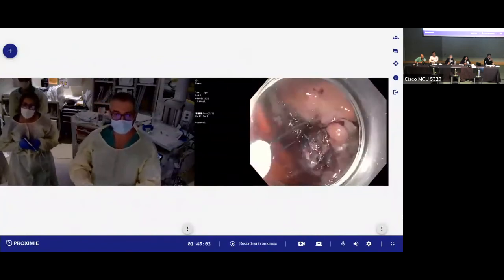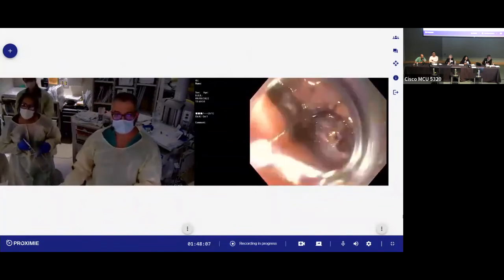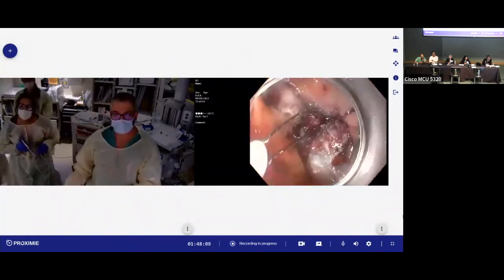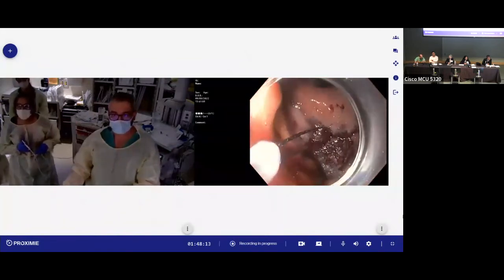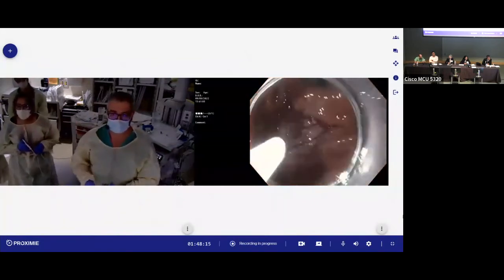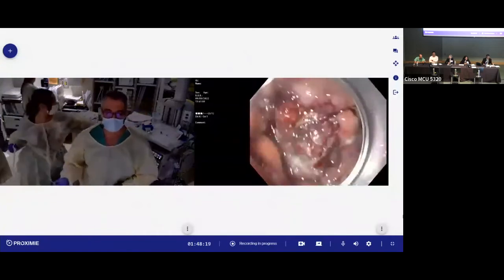It's a little bit more. Yeah, this snare is not going to do it because it's too big for that area. And this area is too small. So I will avoid using that snare in that particular area, and I'll use the 10 millimeter snare.